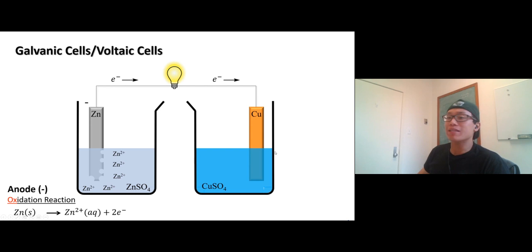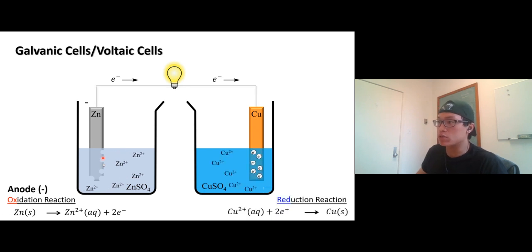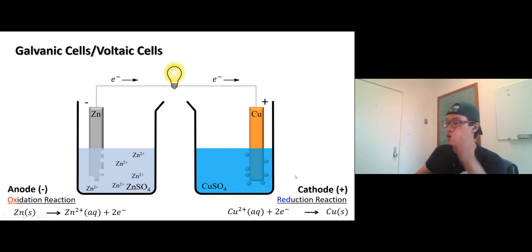On the other end, this is where reduction occurs. Because zinc loses electrons, the electrons pass through like the bulb or voltmeter, and electrons are gathered right here. Copper 2 plus will take the electrons and become copper metal. So you will see copper deposit onto the copper electrode. The electrode where the reduction reaction occurs is called a cathode.